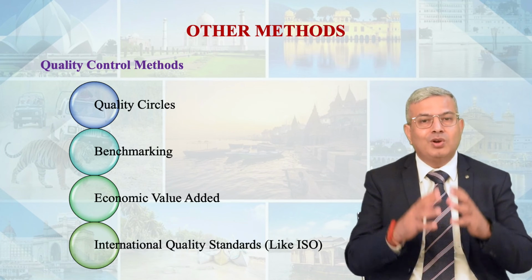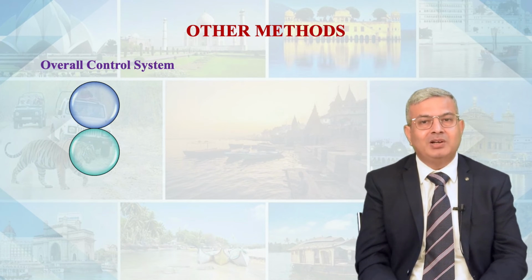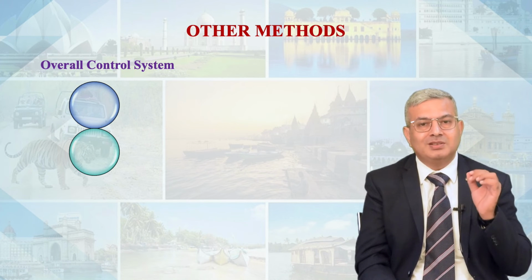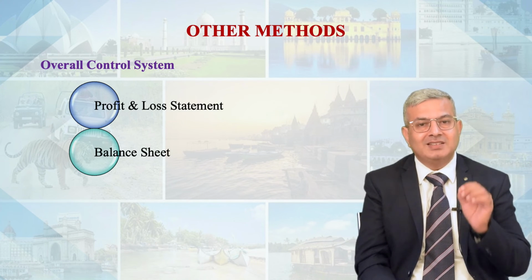And finally, the overall control system gets reflected by two important documents. One is the profit and loss statement and the second is the balance sheet. Both these documents ultimately reflect the financial health of any organization. Remember, any process that is put into place should always help the organization to improve sales in the long run, thereby increasing profitability in the long run, because we know that only profitable organizations can sustain in the long run.